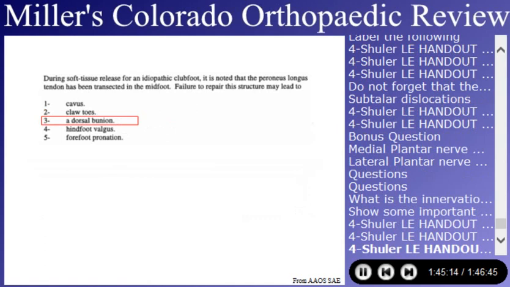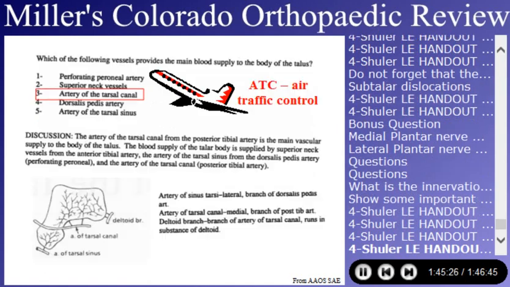They love this question. Here's another one of it. Soft tissue release for idiopathic clubfoot. Peroneus longus has been transected. What happens if you don't repair it? You get a dorsal bunion because you now take off the plantar flexor of the first ray.